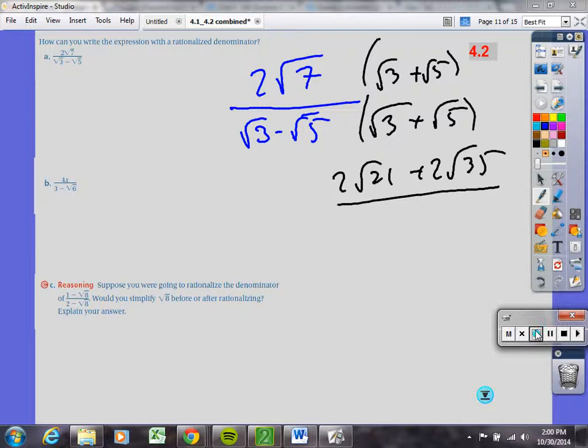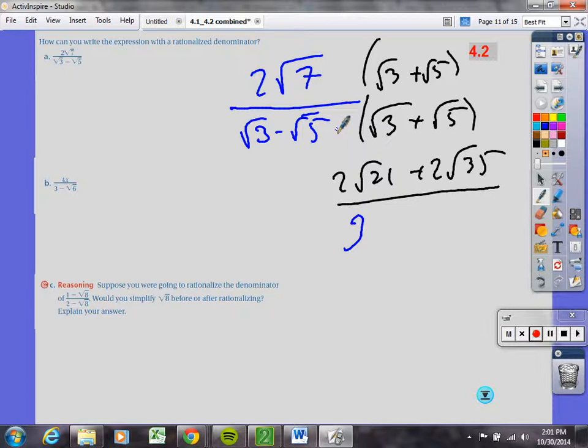Well, I went through the last: root 3 times root 3 is 3. Root 3 times root 5 is root 15, but that's going to be minus root 15. That's the whole reason why we did conjugates, right? So that the inner and outer pair of FOIL will reduce out. Does that make sense why we do conjugate pairs there?